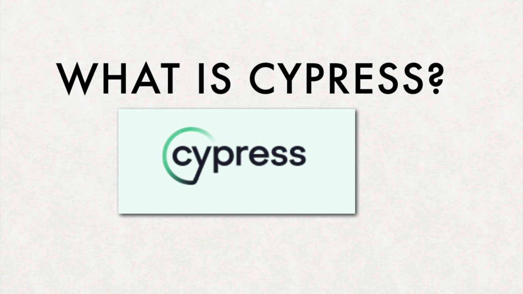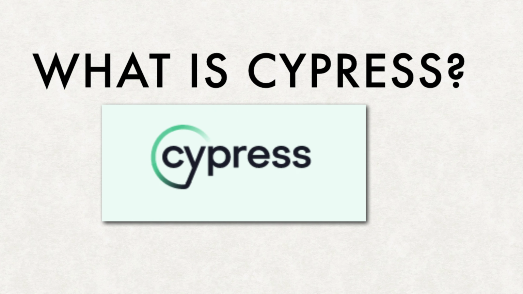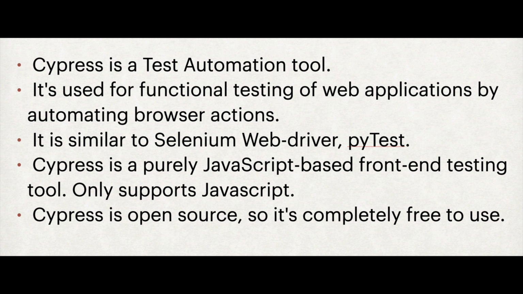So what is Cypress? Cypress is a test automation tool. It's used for functional testing of web applications by automating browser actions. It is similar to Selenium WebDriver, PyTest, and many more tools out there. Cypress is a purely JavaScript-based front-end testing tool. It only supports JavaScript. It was built by front-end developers and for front-end devs. Very natural for front-end developers to pick up quickly.